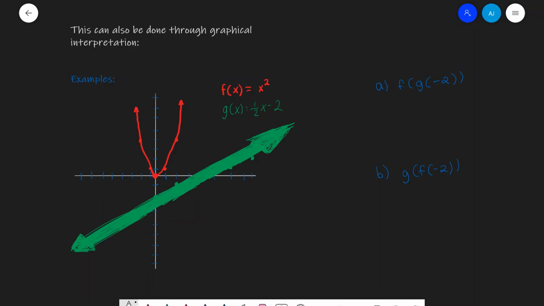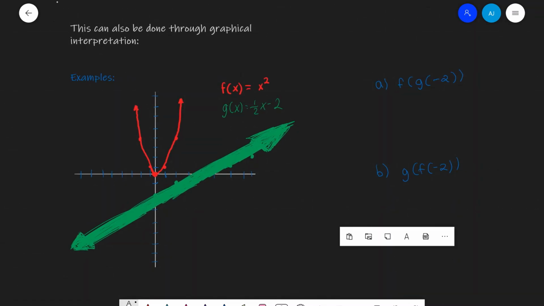Just like last time, we first find g of negative 2 on the graph. g of negative 2 seems to be around negative 3. So we'll substitute g of negative 2 with negative 3, and now you're left with f of negative 3. However, when we try to find f of negative 3 on the graph, it doesn't seem to be a point on f of x. Thus, f of negative 3, or f of g of negative 2, does not exist. So you would just put DNE for this problem.